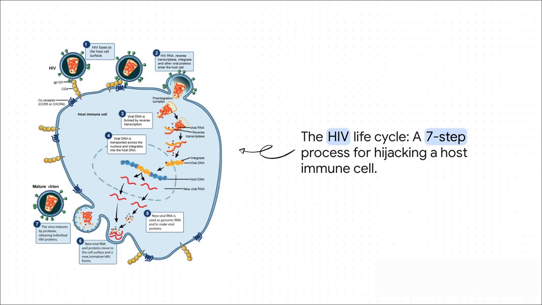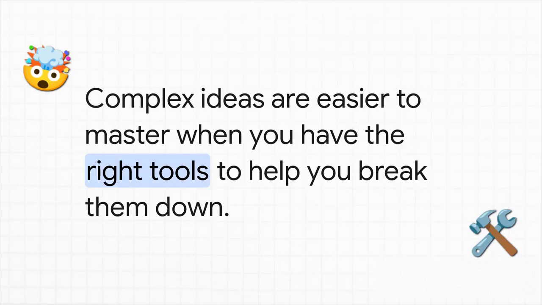I mean, just look at the life cycle of HIV. It's this intricate 7-step dance for taking over an immune cell. And yeah, this is exactly the kind of complex topic that can be really tough to wrap your head around on your own. But here's the thing, you're not on your own. Your textbook is actually powered by Notebook LM, which is like an AI guide. So when you get to a complex diagram like this one, you can just ask the AI to explain each step, one by one, until it totally clicks. It's like having a personal tutor ready to go 24/7.